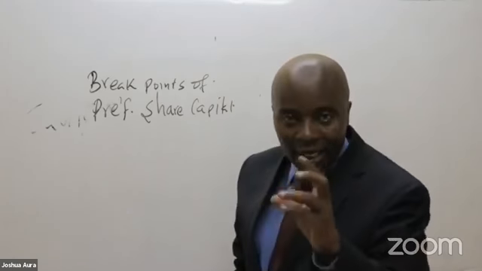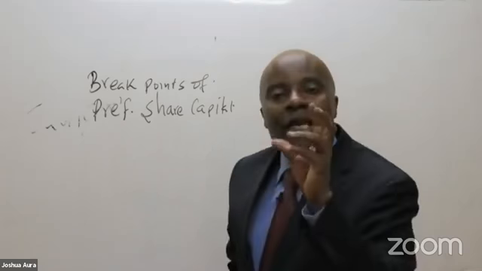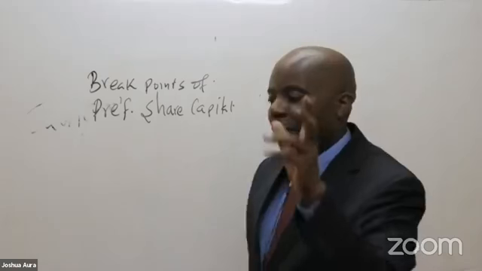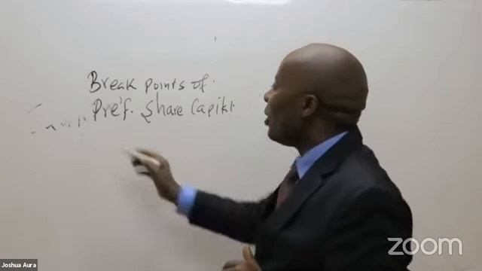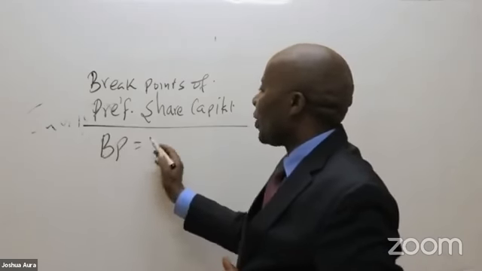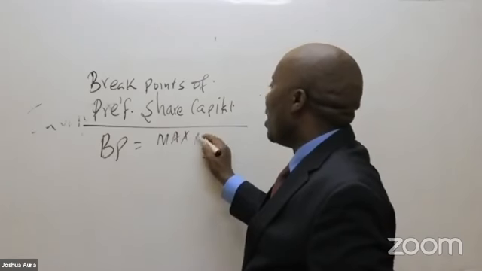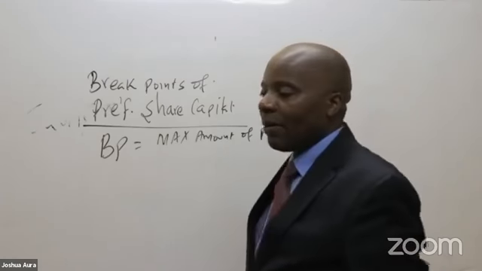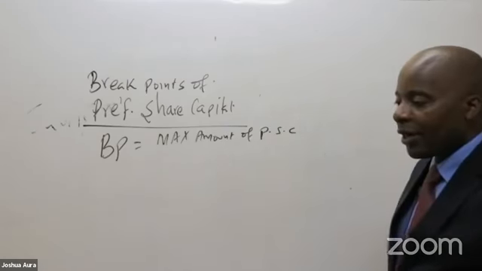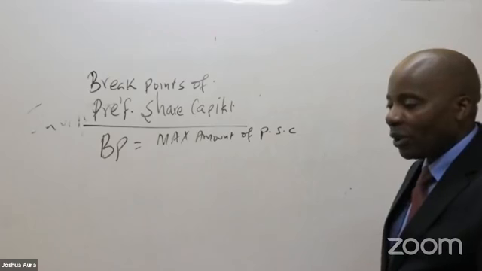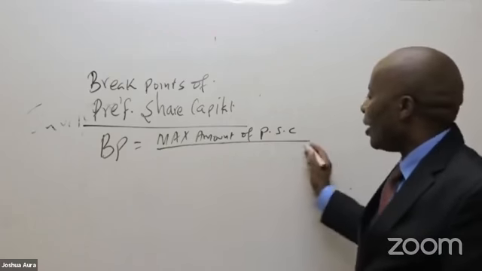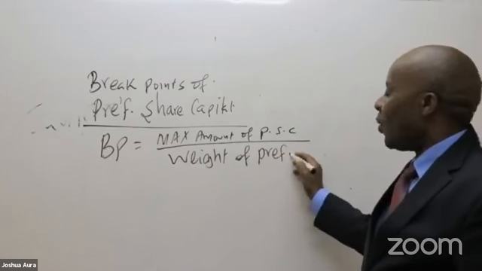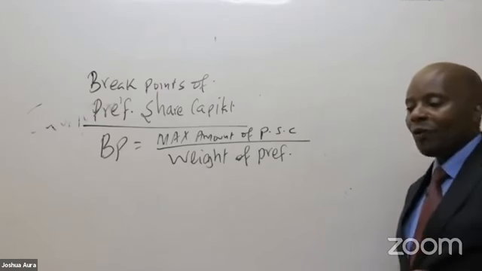The first mark that I'll get if I'm calculating these breakpoints is the mark, ladies and gentlemen, of you writing down the formula. So first of all, write down the formula for us. The formula for this will be: breakpoint of preference is equal to the maximum amount of preference share capital divided by the weight of preference.